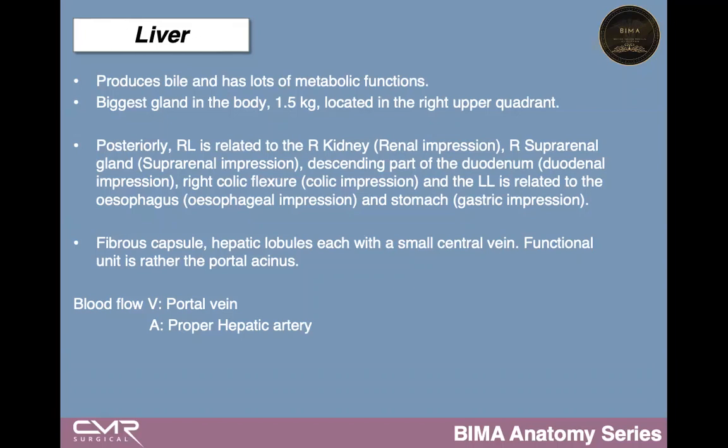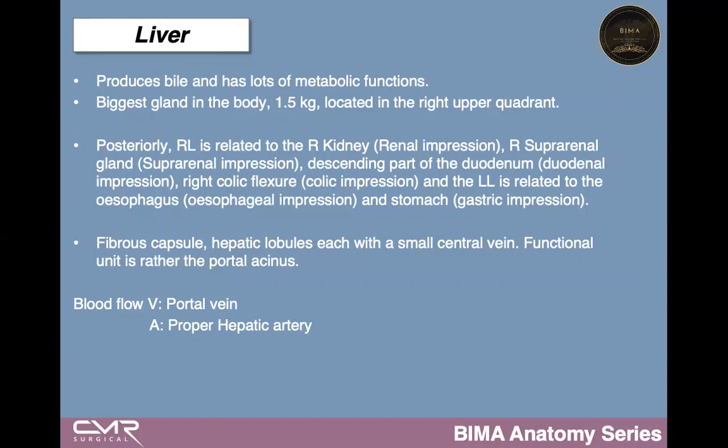You have the descending part of the duodenum. The descending part of the duodenum is D2, which is giving the duodenal impression. You've got the colic impression from the right colic flexure. And on the left lobe, you have the esophageal impression and the gastric impression, because it sits very nicely on top of those.